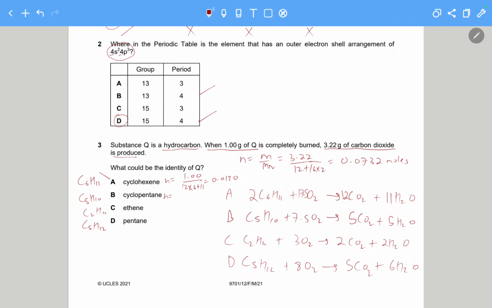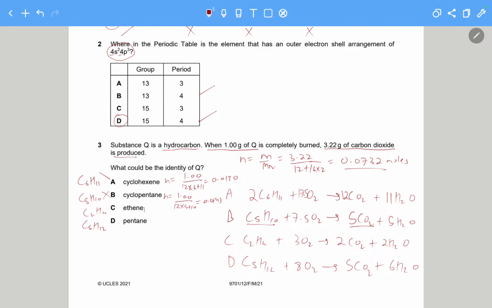For cyclopentane, we have n is equal to 1.00 over 12 into 5 plus 10, which is equal to 0.0143. And if you look at the second equation, which is for B, 1 mole of C5H10 gives us 5 moles of CO2. So if we multiply 0.0143 by 5, we will reach somewhere close to 0.0732, but not as close as we reached in A. So this is not a better answer than A, and therefore we can cross it out.